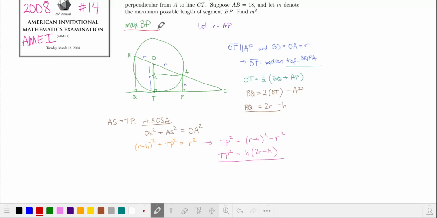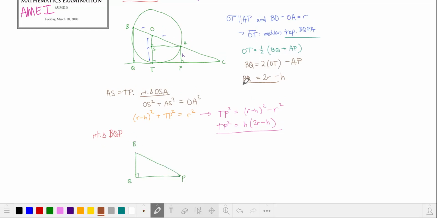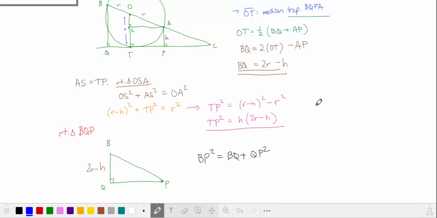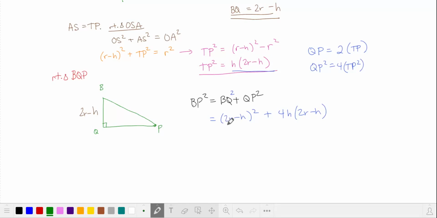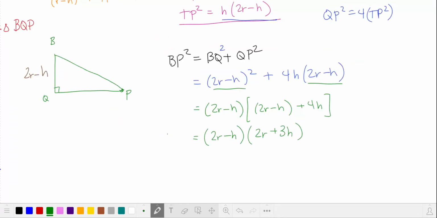Since we're interested in the distance from B to P, let's take a look at right triangle BQP. I'll reproduce it here. Now we'll plug in our expression for BQ, that's 2R minus H, and we'll use the Pythagorean theorem on this triangle. Again, since T is a midpoint, we have that QP is 2 times the distance from T to P. And squaring both sides, and we'll substitute. First for BQ, and then for QP, TP squared is this. Let's factor 2R minus H from both of these terms, and this is our expression for BP squared.